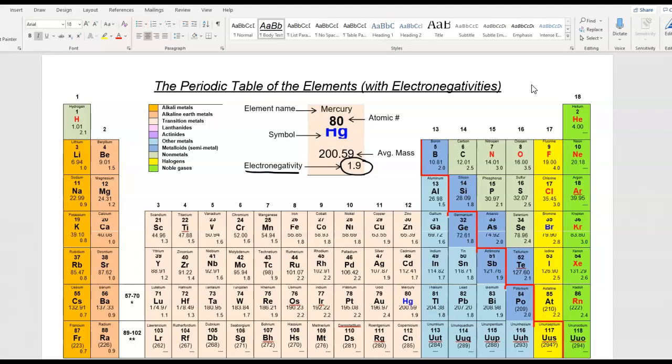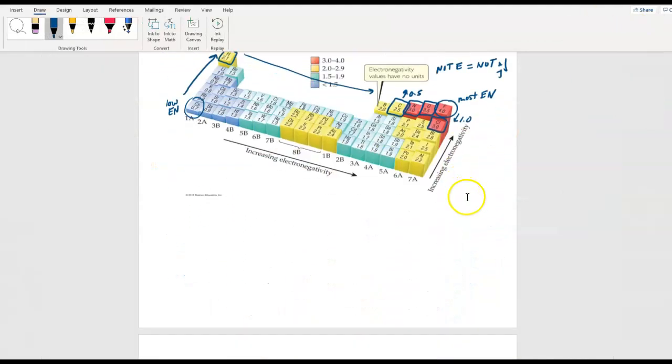So when you get your package coming your way, you will see this and you may use this, okay? And I don't mind if you use it on the test for values, but just note you are not going to have any values on the AP test. So you're going to have to remember some quick little trends.